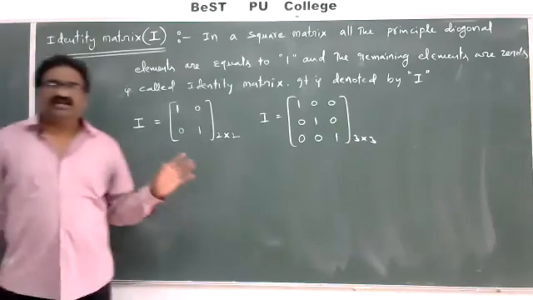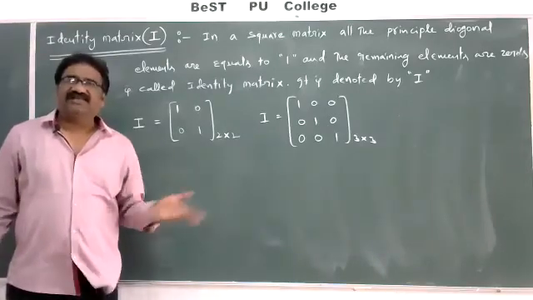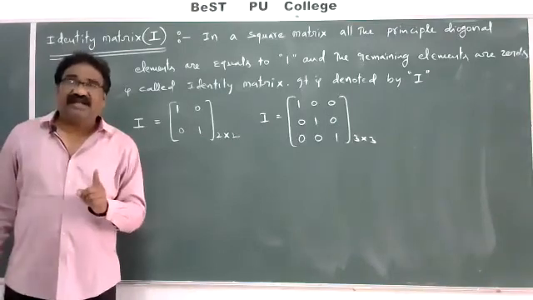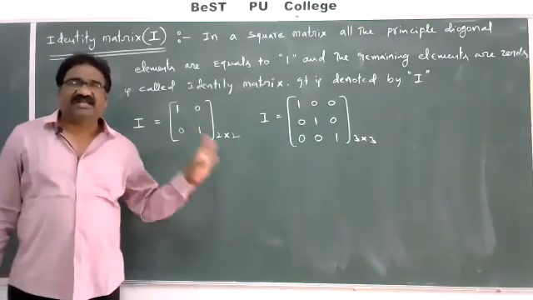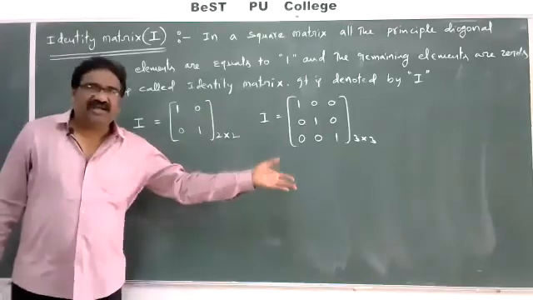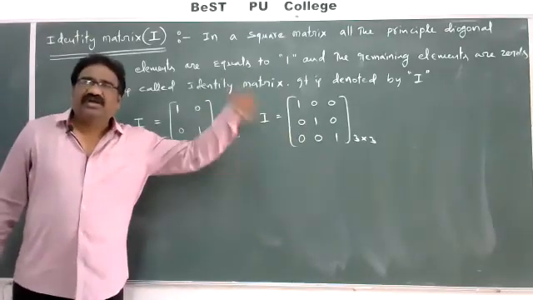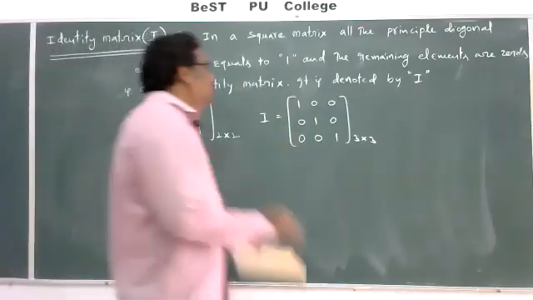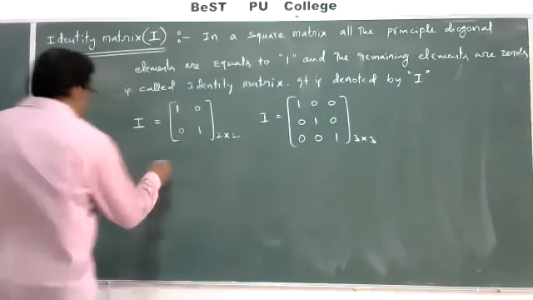In every definition, we considered a matrix like A, B, C, D. But identity matrix is always represented by the letter capital I. It can be 2 by 2, 3 by 3, 4 by 4, or n by n. That is called an identity matrix. Here we can explain identity matrix like this.